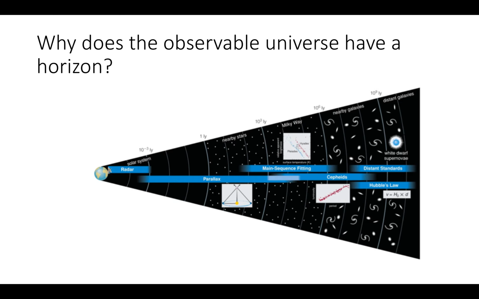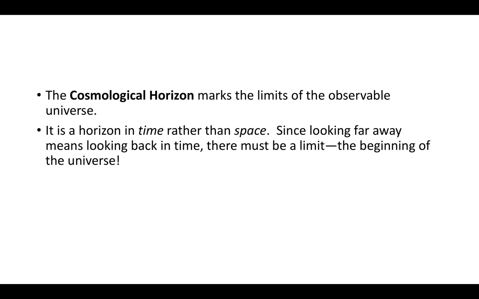All right, final question here. Why does the observable universe have a horizon? When we began our discussion with the expanding universe, we stressed that the universe as a whole does not seem to have an edge. Yet the universe does have a horizon, a place beyond which we cannot see. The cosmological horizon that marks the limits of the observable universe is a boundary in time, not in space. It exists because we cannot see back to a time before the universe began.